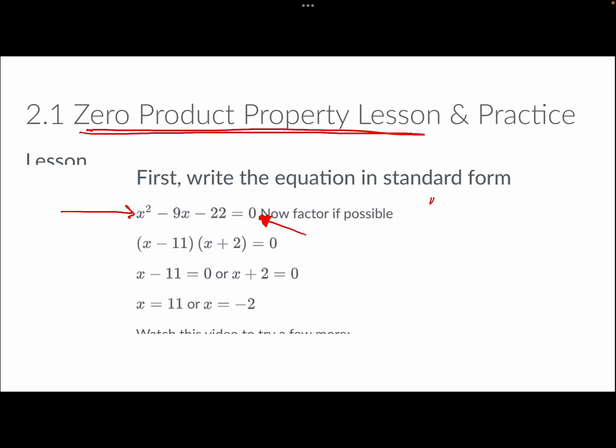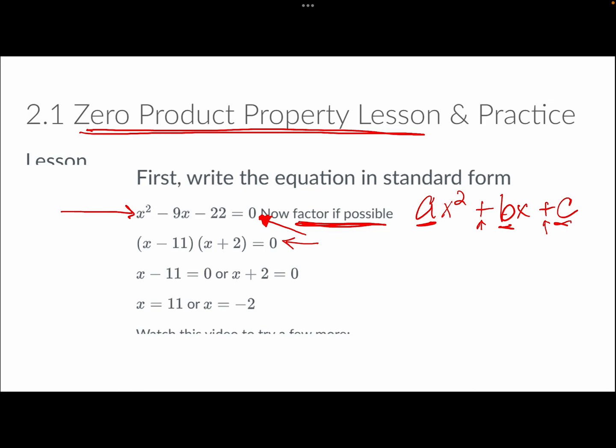Standard form, remember, is going to be ax squared plus bx plus c. Now, again, these signs could change. But a, b, and c are coefficients we're going to be talking about throughout this whole unit, so you want to make sure you know those. So you get it in standard form, write it in that form, and then you factor it if possible. Can't use zero product property if it's not factorable. But if it's factorable, then you can set that to 0.